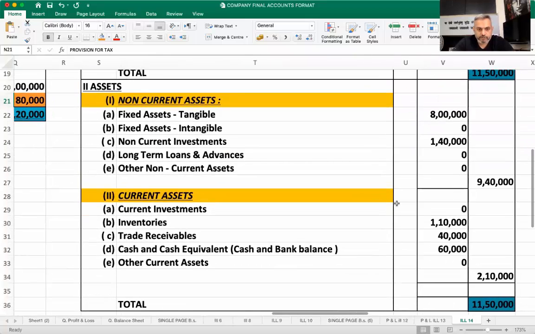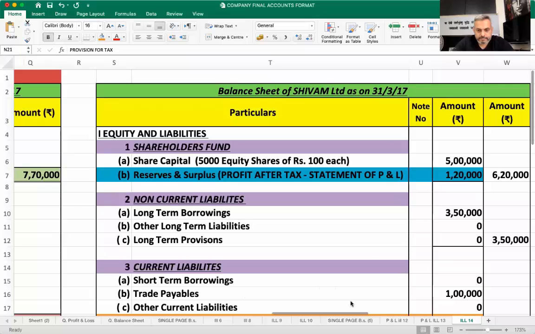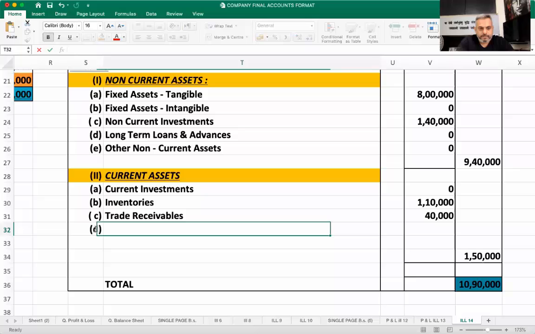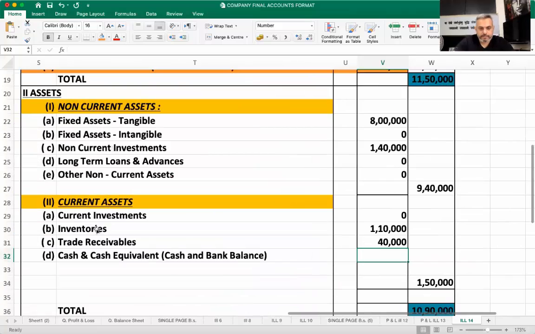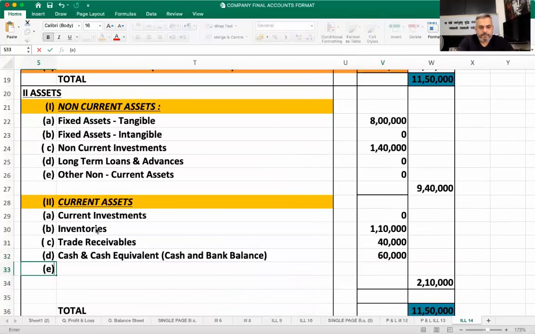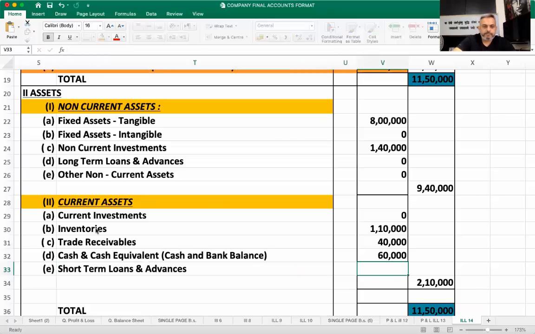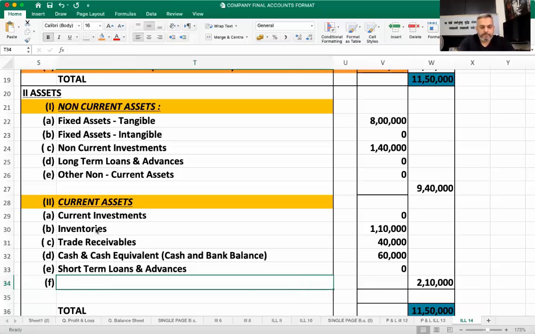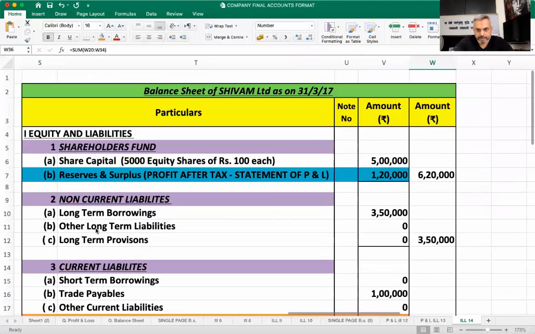So that's it. Let's go through it once and see if you have any doubt. Receivables, cash and cash equivalent, cash and bank balance 60,000. Short-term loans and advances, not there. Other current assets also not there. Total 11 lakh 50 and 11 lakh 50.